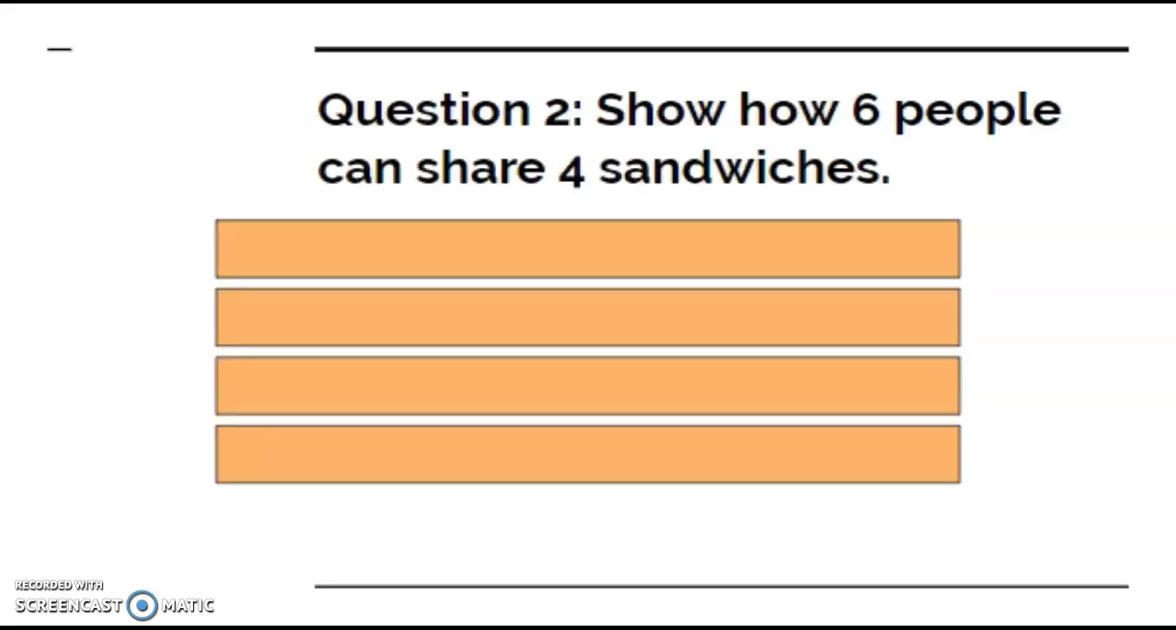Just to make sure you guys have this, we have question 2. I did not make any cuts in this, but it asked us, show how 6 people can share 4 sandwiches. Now these 4 boxes are going to represent 4 different sandwiches. So your job now is to figure out how 6 people can share these 4 sandwiches.